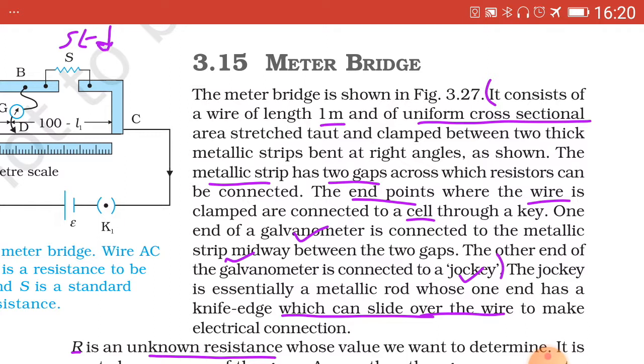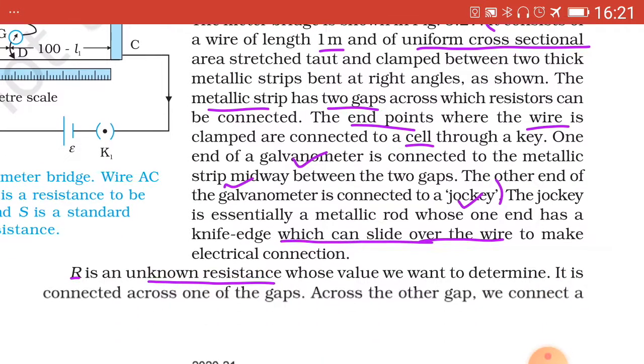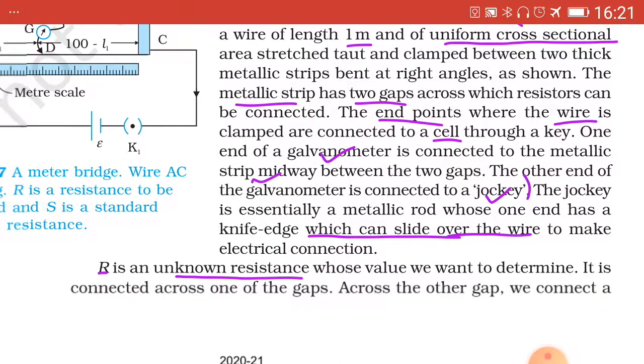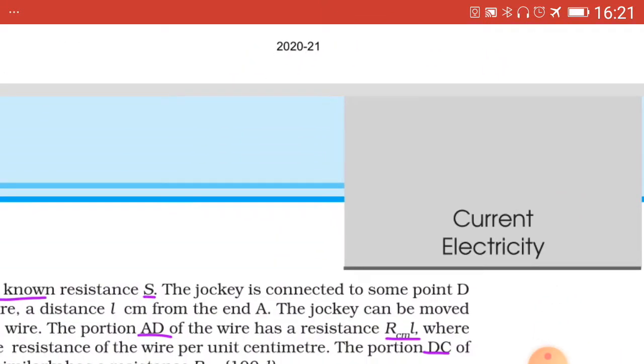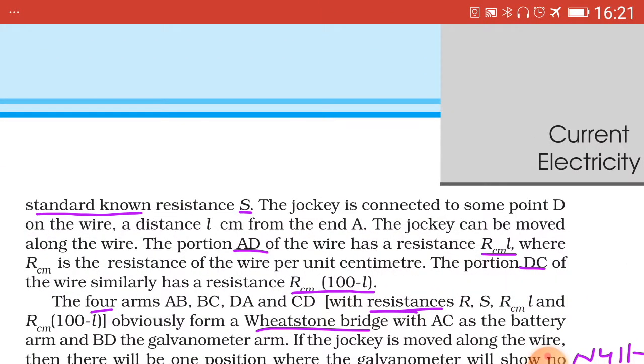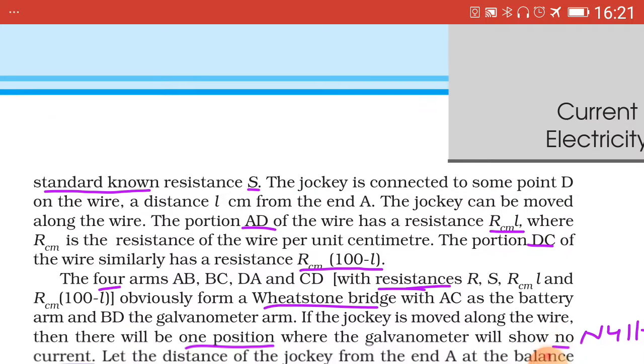One end of a galvanometer is connected to the metallic strip midway between the two gaps, and the other end of the galvanometer is connected to a jockey which can slide over the wire to make electrical connection. R is an unknown resistance whose value we want to find out. Now, the standard known resistance is S.